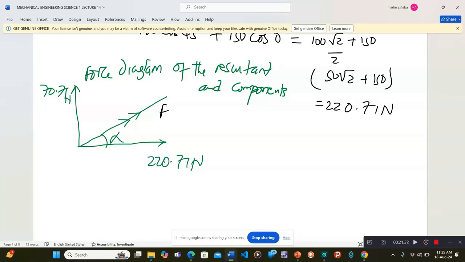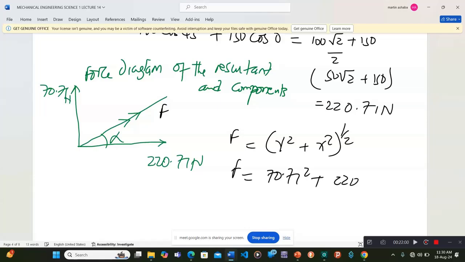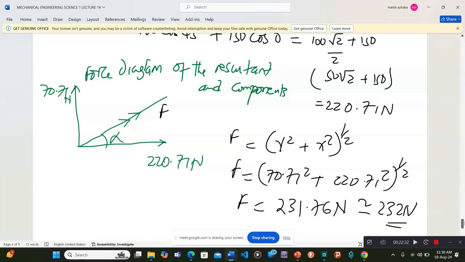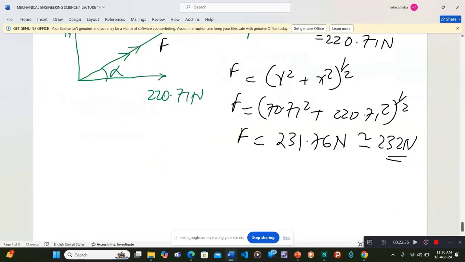Now, this F, using the Pythagoras theorem, we said it is going to be y squared plus x squared, everything to power a half, which is the same as taking a root. So our F will equal 70.71 squared plus 220.71 squared, everything under root. I take a root of everything, and my value is 231.76 newtons. This is the same as 232 newtons as we had earlier seen.